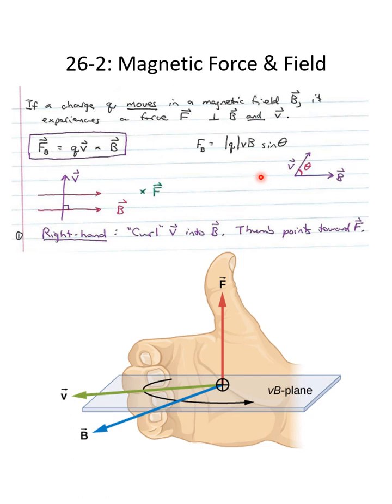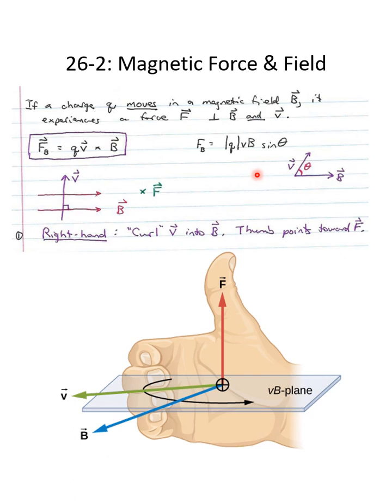Now, I'm going to teach you 3 different methods for determining the direction of the force. The magnitude of the force is easy. It's just this equation right here, QVB times sine theta. But for the direction of the force, first of all, remember, it's always going to be perpendicular to both velocity and magnetic field. So after you go through these methods, when you're doing a problem, you should check: is the force that I've drawn actually perpendicular to both V and B?